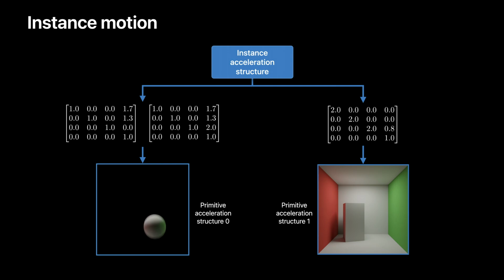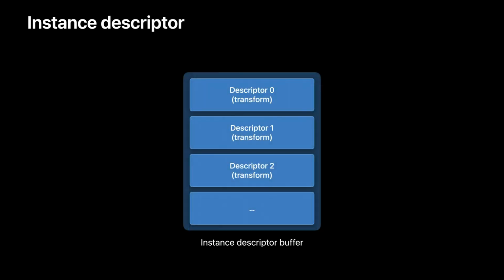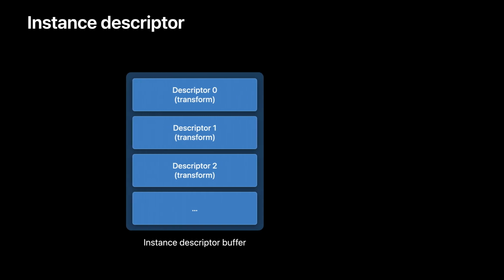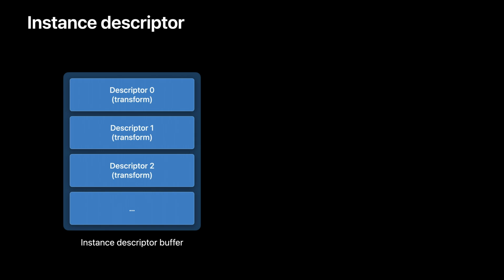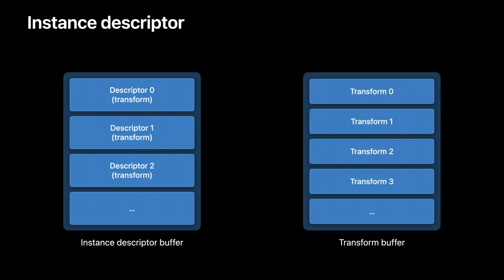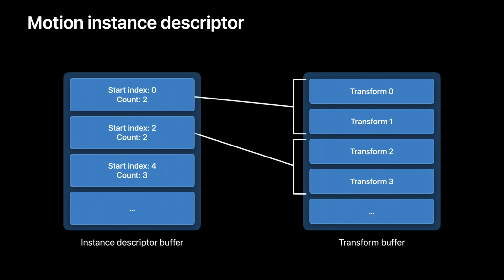We provide these matrices using acceleration structure descriptors. The standard Metal instance descriptor only has room for a single transformation matrix. So instead, we'll use the new motion instance descriptor. With this descriptor, the transformation matrices are stored in a separate buffer. The instance descriptor then contains the start index and count, representing a range of transformation matrices in the transforms buffer. Each matrix represents a single keyframe.